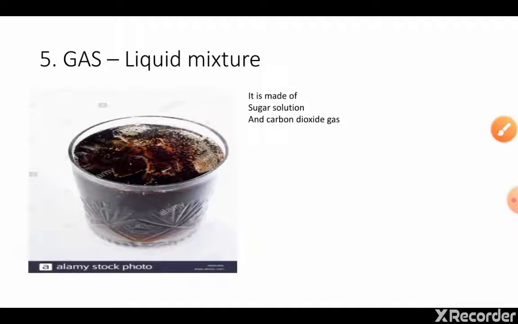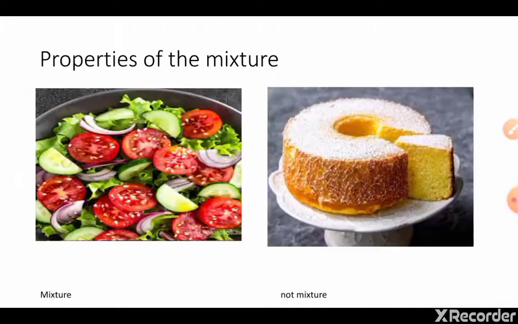Okay, by this way we finished the five types of mixtures. We have five types, again, which are what? Solid-solid, liquid-liquid, gaseous, solid-liquid, and gaseous-liquid. We have no gas-solid, okay?